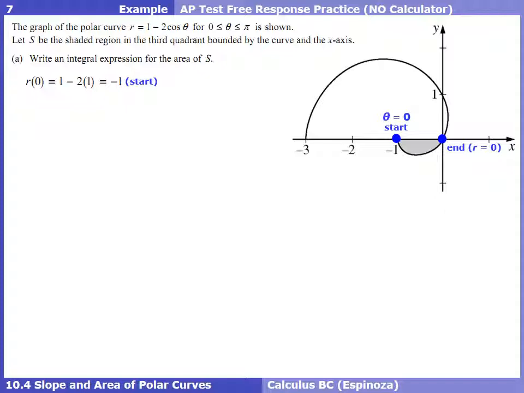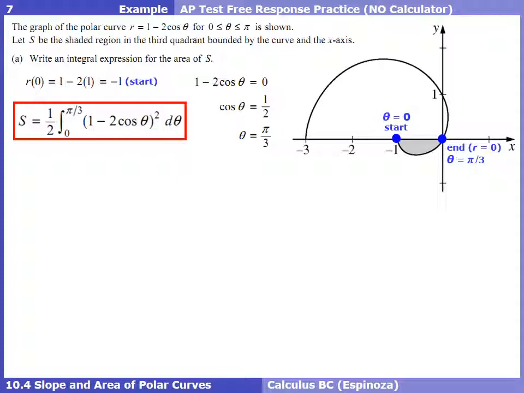And if r is equal to 0, which is our end to this little area, then we just need to set our equation equal to 0 and solve. And you've seen a lot of these already in this lesson, so hopefully this is nice and simple. Cosine of theta is equal to 1/2 when theta is equal to pi over 3. So the start of this shaded area is at 0, and the end of the shaded area is at pi over 3. And that's all we need to do.